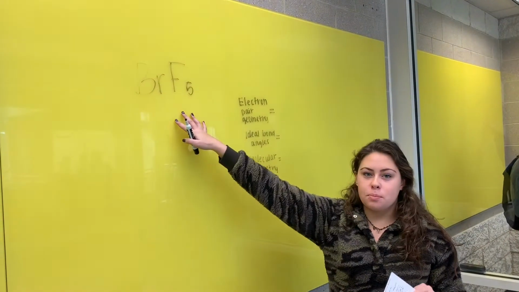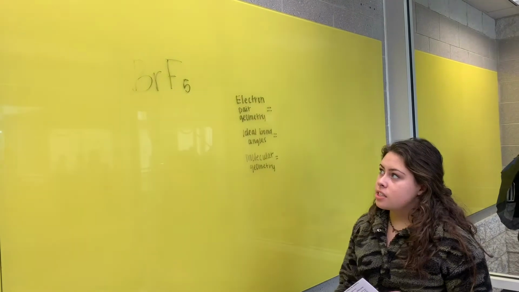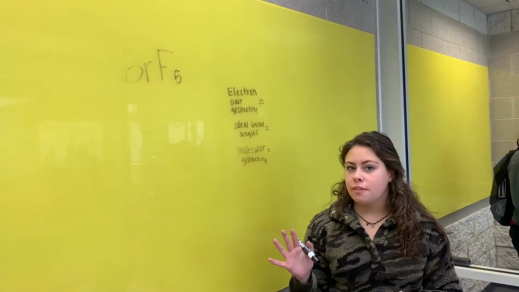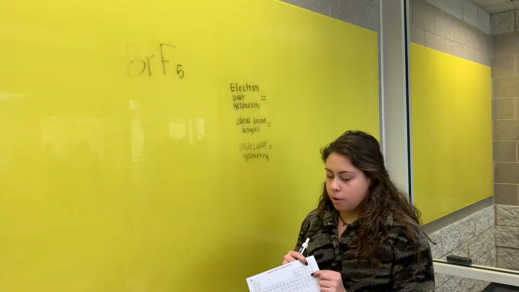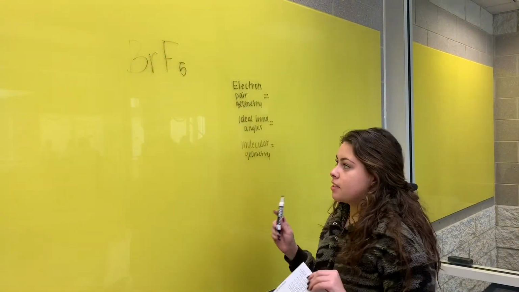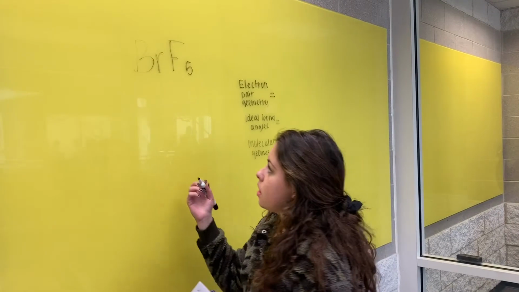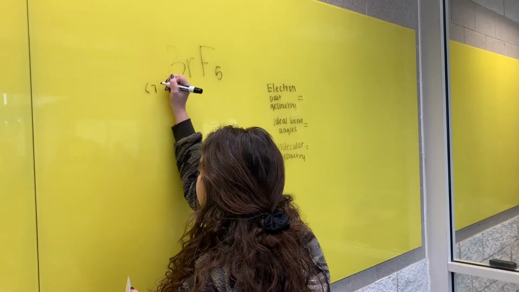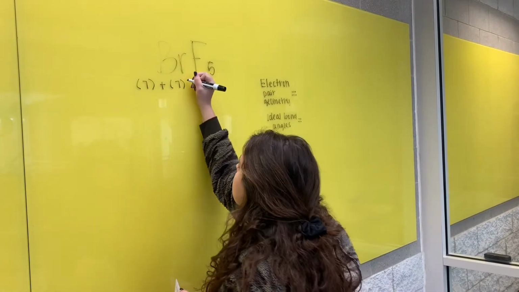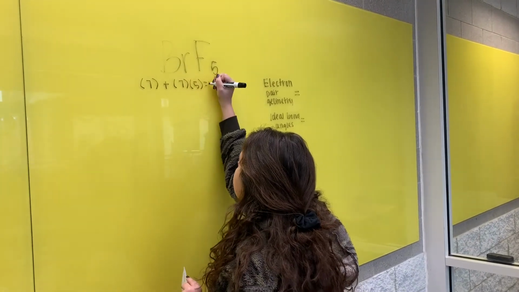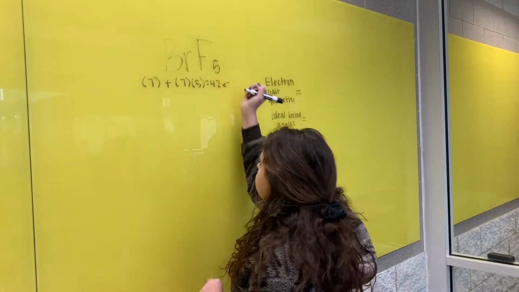So this is bromine pentafluoride, and for drawing the Lewis structure, we first have to look at the valence electrons. If you look at a periodic table, both bromine and fluorine have 7 valence electrons. So bromine has 7, and so does fluorine, but there are 5 fluorines. So that equals 42 electrons.